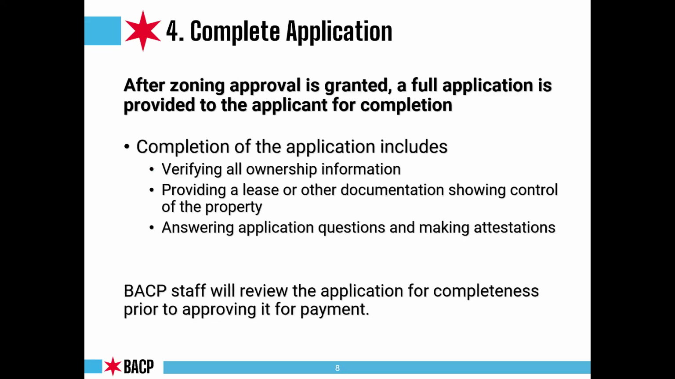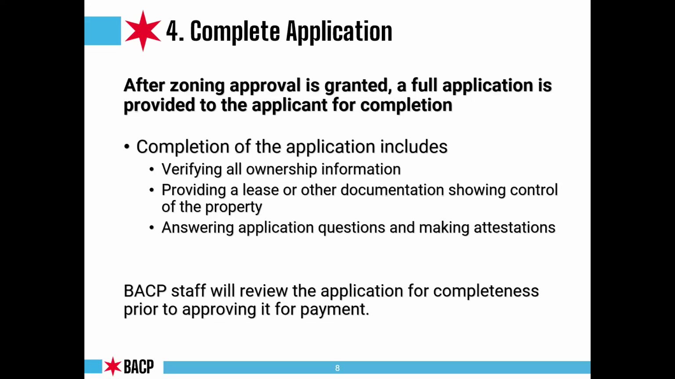Now, once your application has been submitted and zoning approves, we will generate a full application, which you will need to acknowledge and verify. So we'll print out a few pages, hand you the application, and have you review it and verify it so as to complete the application.